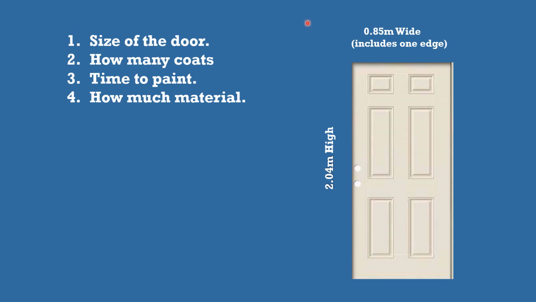the door. In this case, the standard door size in Australia is 0.85 meters wide, and this includes one door edge, and it's 2.04 meters high. Then you need to know how many coats you're going to put on, the time to paint the door, and how much material you're going to use.